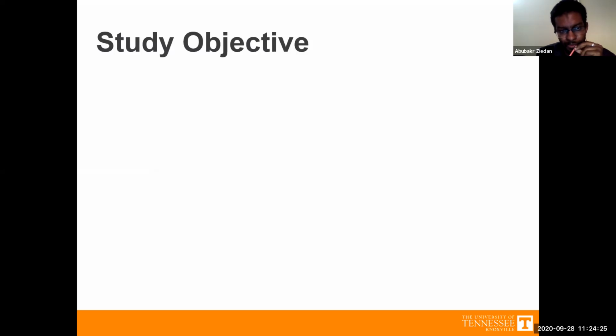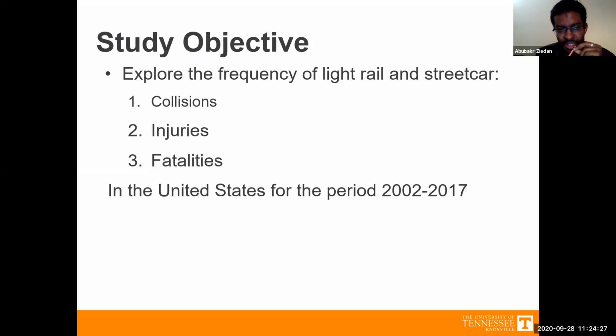So we developed the objective of our study: we will be exploring the collisions, the injuries, and the fatalities in the United States for the period from 2002 to 2017. The reason we look at this period is that this is the period that NTD started asking agencies that receive federal funding to report their statistics, which include operational and safety statistics, to the Federal Transit Administration.